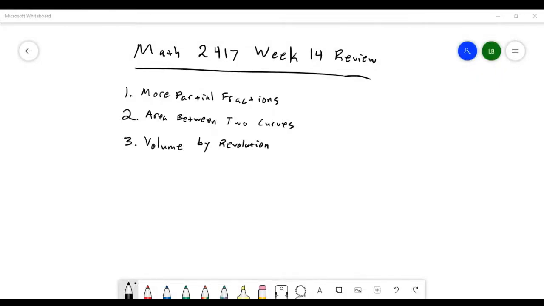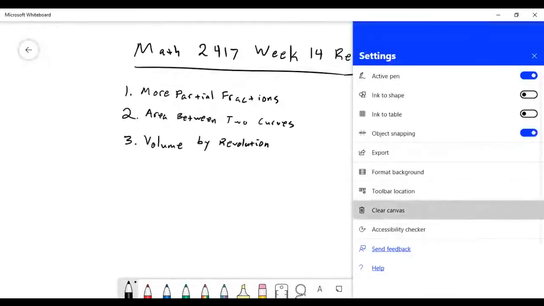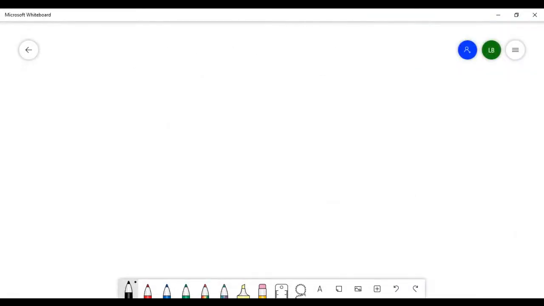So, welcome to the final semester. Today we'll be talking about a couple of different topics. We'll start by briefly going over some more partial fractions, which we covered last week as well. Then we'll also talk about how to find the area between two curves and some volume by revolution. Those are just a couple of different applications of integrals. So let's start with partial fractions.